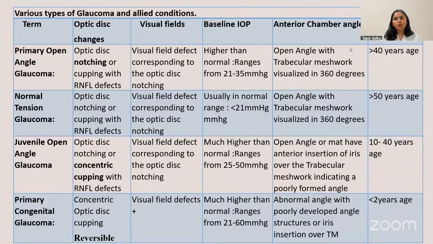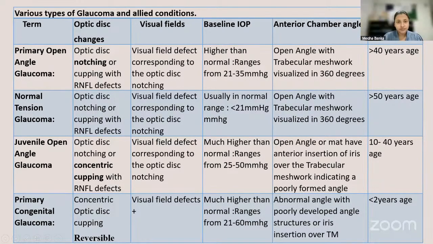So, going back to what you expect in primary open angle glaucoma. Will there be optic disc changes in primary open angle glaucoma? Will there be notching and everything? Yes, ma'am. So there will be an optic disc notch which will correspond with the visual field defect. The baseline IOP in primary open angle glaucoma is usually 21 to 35. And on the angle examination, you will see that the anterior chamber angle is gonioscopically open. And the age of the patient is usually more than 40 years, right?